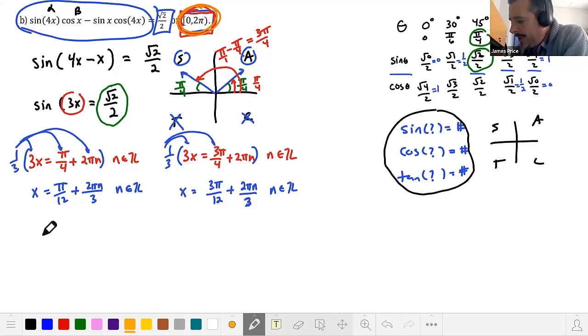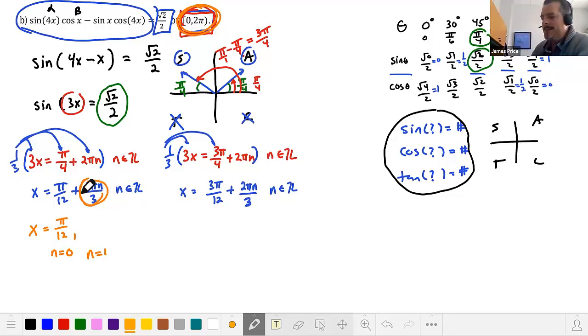So here I have x equals, I'll just write down n equals 0 so you can see what I'm plugging in. When n is equal to 0, notice what happens. That term goes away and you just get pi over 12. When n equals 1, this term doesn't go away. You just get 2 pi over 3 because n is 1. So you add 2 pi over 3 to pi over 12.